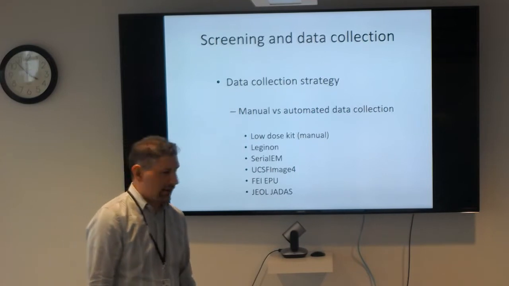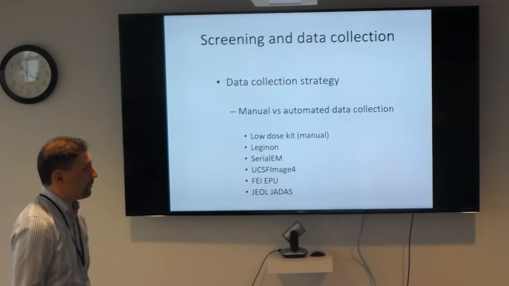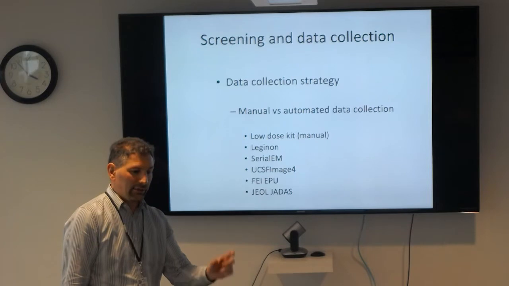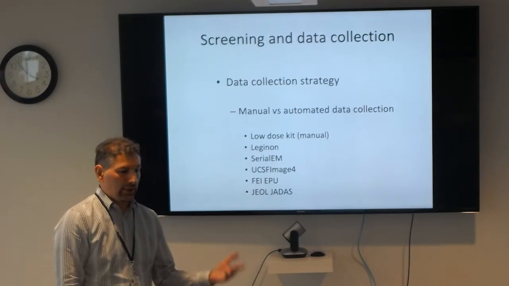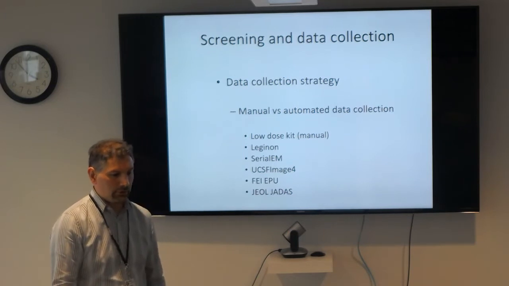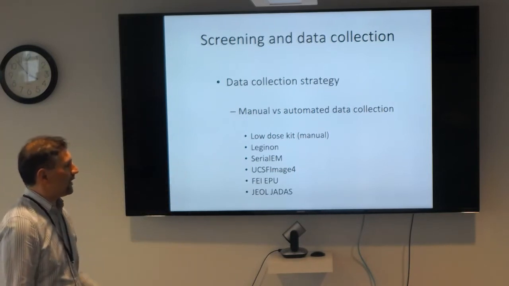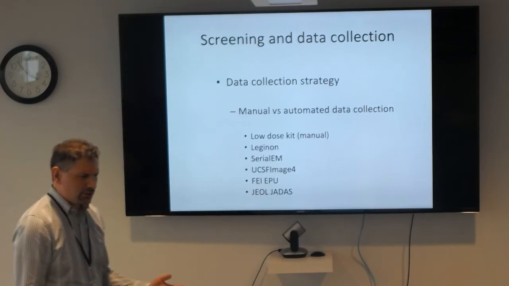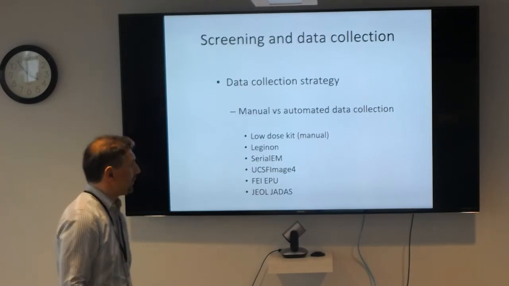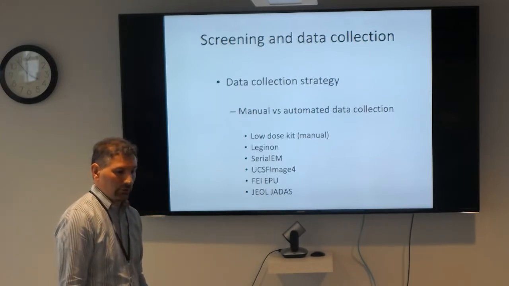So, data collection strategy. This is a little bit outdated because nobody really does this stuff anymore. But everything obviously started out manual. You had a low dose kit where you would focus on a particular part of the grid that's right next to the hole you want to image. Then you would tell the microscope to take an image of the hole, and the microscope would go to a predefined defocus value after you establish the focus, and it would take the image. That's essentially called the low dose kit. You had 3 settings, if I remember correctly: a search, a focus, and an acquisition. Okay? Again, nobody does this anymore.